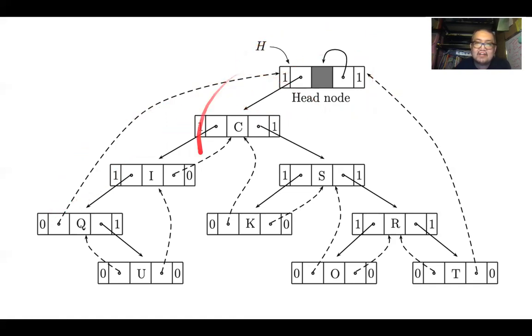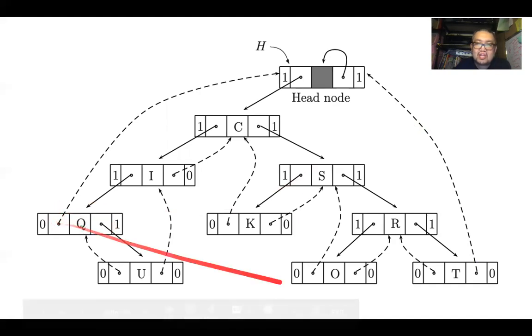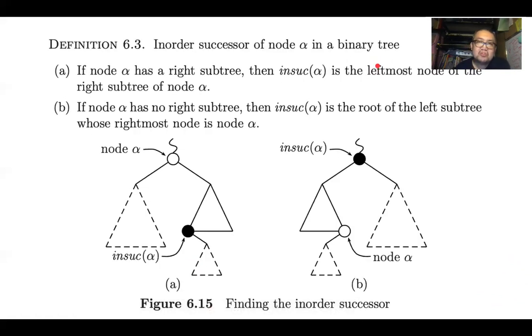Because we want to have a node where the left hand of the leftmost node and the right hand of the rightmost node can point to somewhere. So how do we know the in-order successor of a binary tree? Because we want to implement it, because we want to know where we can find it.